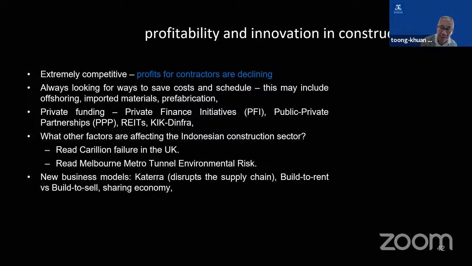What I'm trying to say here is that the construction industry in Australia is extremely competitive. We're always looking for ways to save costs, shorten the schedule, and look for cheaper places to buy products. So that often includes buying imported materials. Some of the companies are thinking about prefabrication. You know, can we shift some of the work from on-site to the factory, because the factory workers do not need to be paid as much as the workers on site. You can control your environment on a factory floor so you can get more productivity.